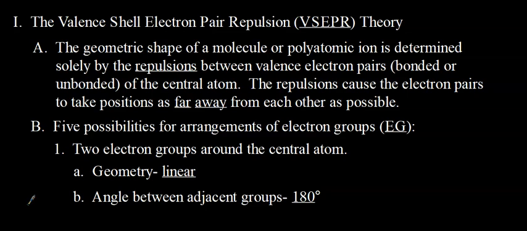So I'm using electron groups. This can be, again, bonding pairs of electrons or lone pairs of electrons. And so I'm not going to distinguish between the two here. So if you have 2 electron groups on the central atom, the geometry of that molecule or polyatomic ion would be linear. And the furthest apart that those electron groups can get from each other in degrees would be 180 degrees.